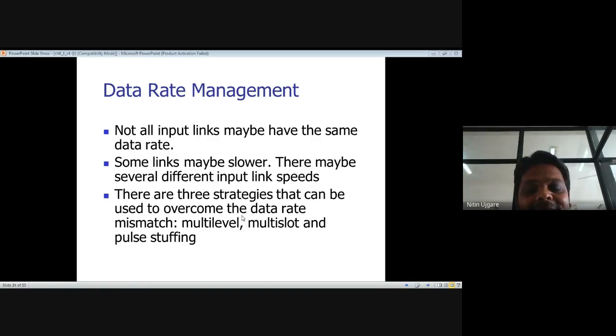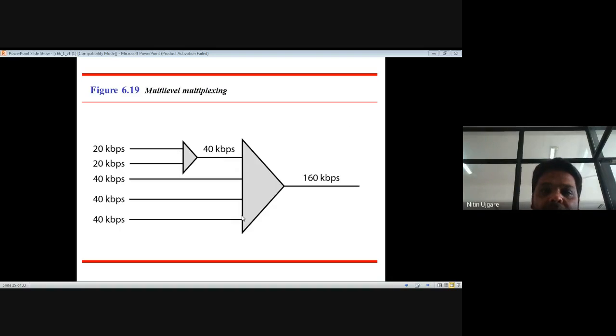So there are 3 strategies that can be used to overcome the data rate mismatch: multi-level, multi-slot, and pulse stuffing. So we'll see these one by one. First, we'll see the multi-level technique.